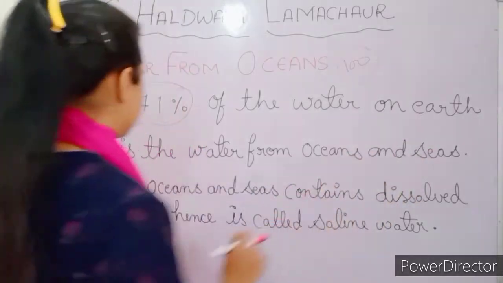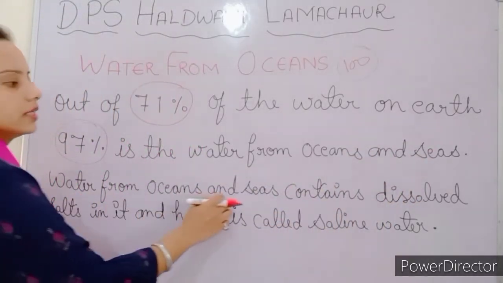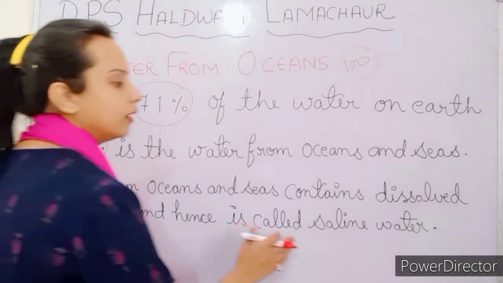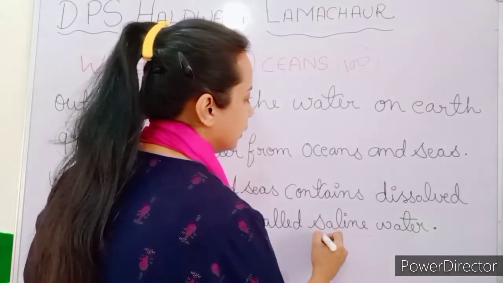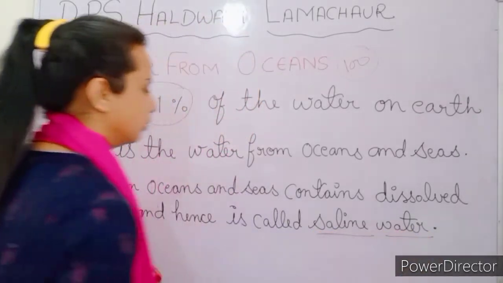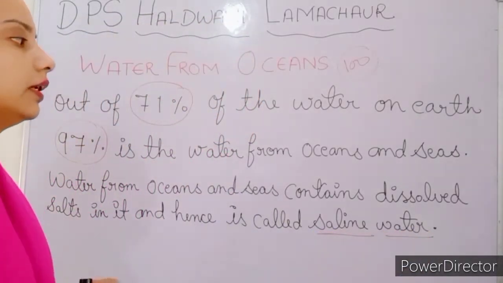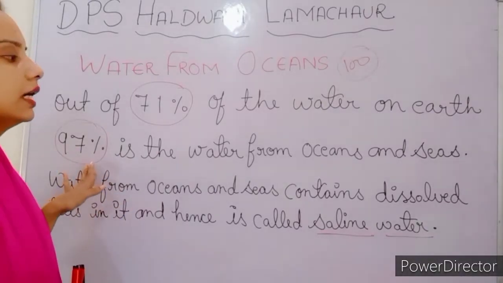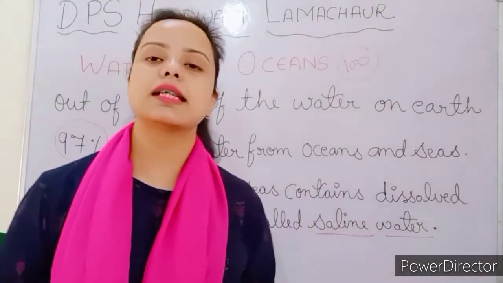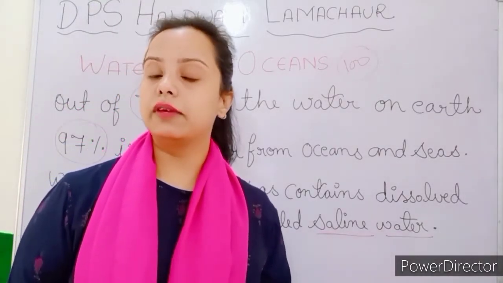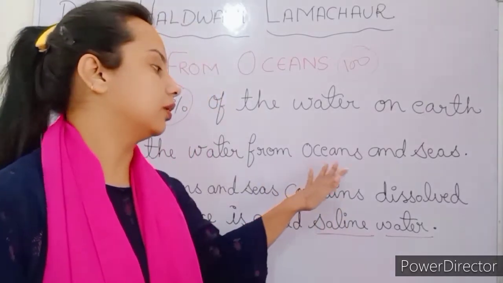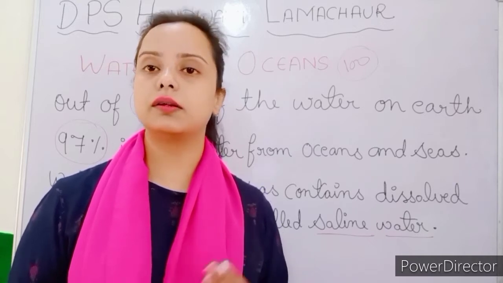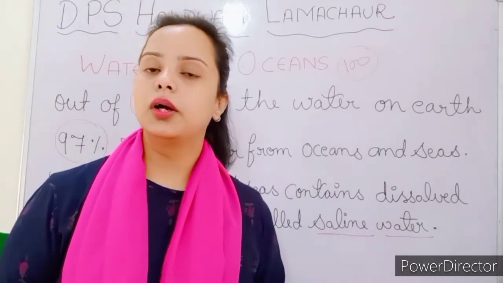oceans and seas. Water from ocean and seas contains dissolved salts in it and hence is called saline water. Okay. So out of the 100% of the water, the 97% is in the form of the oceans and seas. As I have explained to you, the ocean water and the sea water are not suitable for us, for the drinking purpose or for the cooking one.